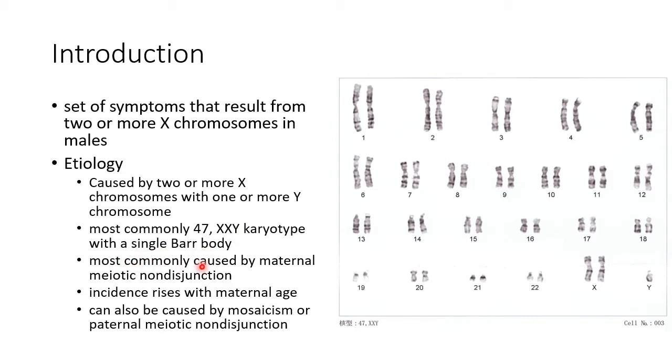It is most commonly caused by maternal meiotic non-disjunction, whose incidence rises with maternal age. It can also be caused by mosaicism or paternal meiotic non-disjunction.